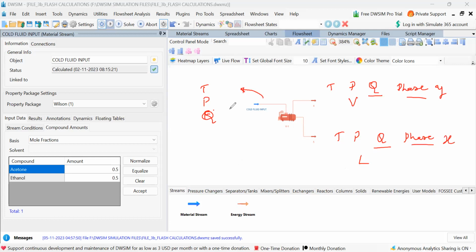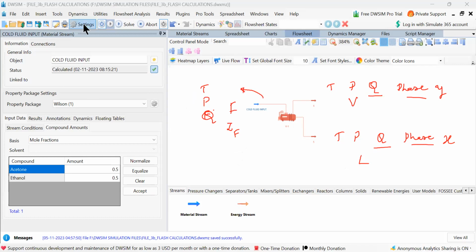And the composition here we say Y, and the composition here we say X. So this is known as the feed. Hope you are able to understand. This is known as feed. It contains the mole fraction ZF. So these are the things we are actually trying to understand.